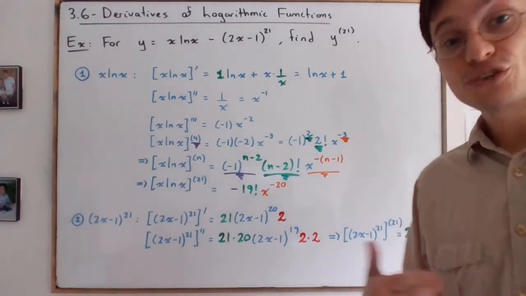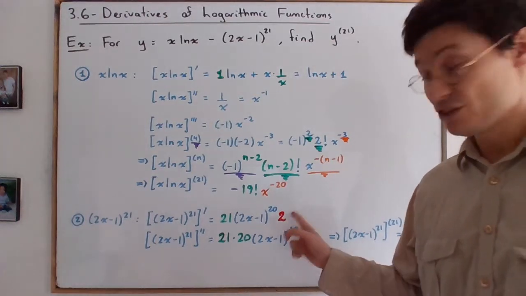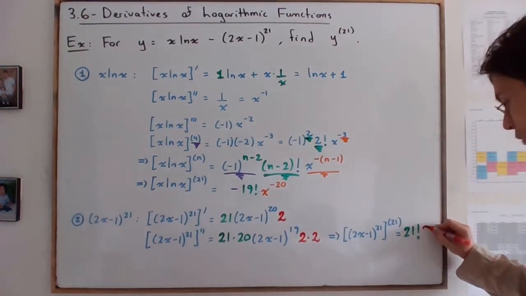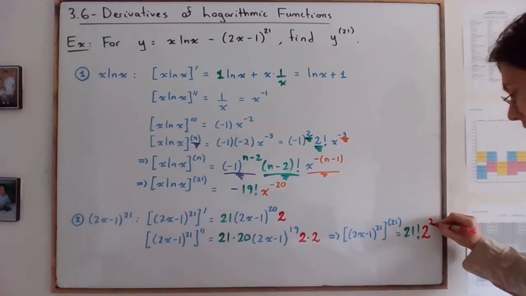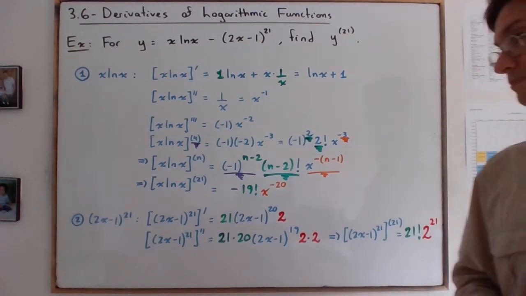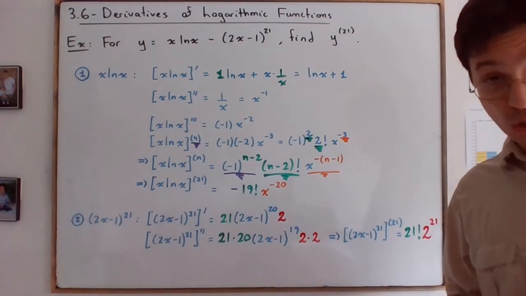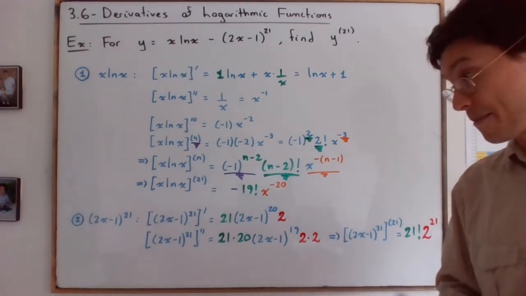And then, since you're taking 21 derivatives and you get a factor of 2 every single time, you're going to multiply this 21 factorial by 2 to the power of 21. So, you've got your result right there.